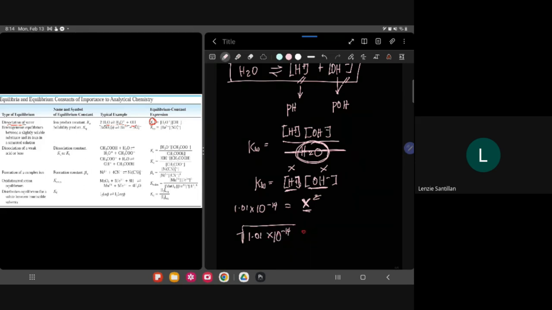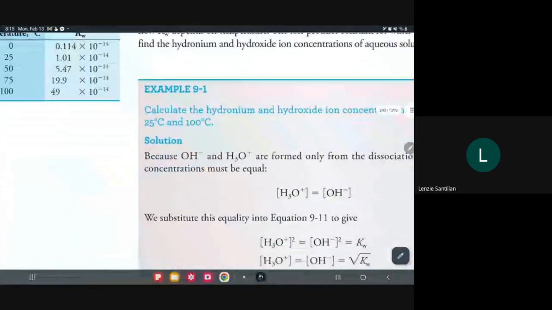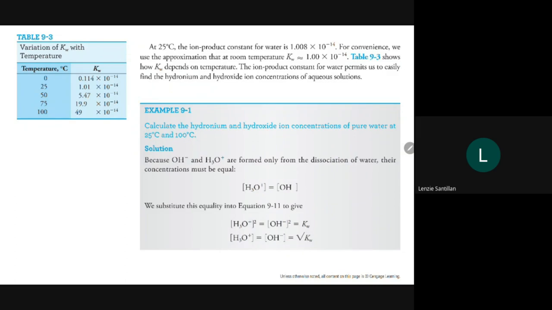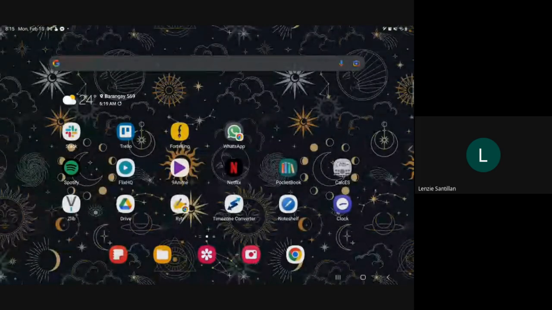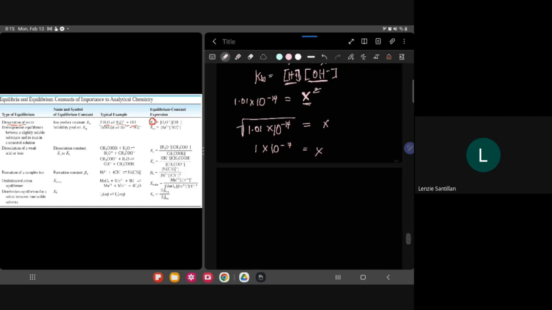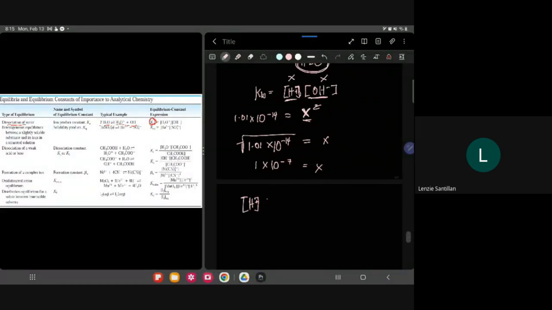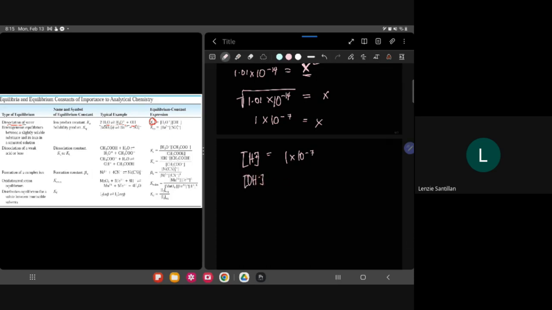So, the square root of 1.01 times 10 raised to negative 14 is equivalent to your x. So if you're going to look for x, the x is 1.00. Ilagay ko na lang as 1. 1 times 10 raised to 7. Tama ba ako? Let me double check. Okay, tama pala. Ay, tama ako. Okay, so lahat naman to guys, nasa book, ano? Then we have negative 7. So each x is divided into, so yung hydrogen natin being just an x, is 1 times 10 raised to negative 7. And yung ating OH is also 1 times 10 raised to negative 7.